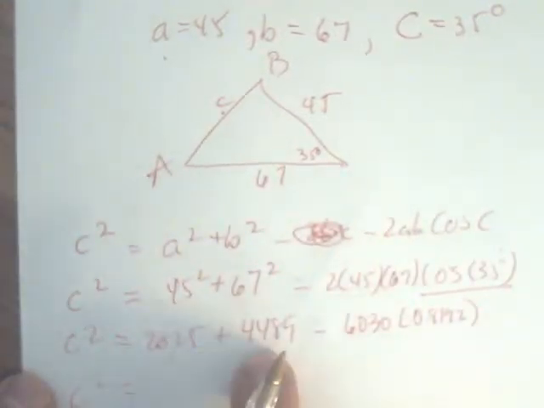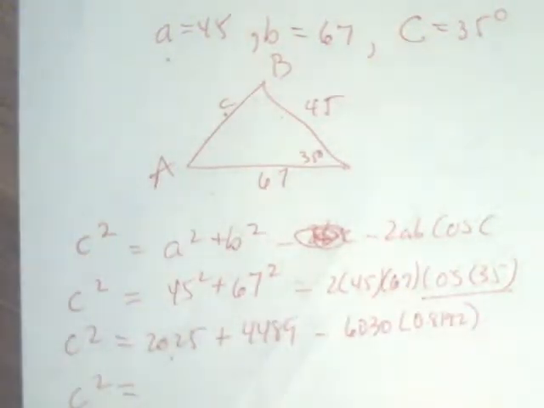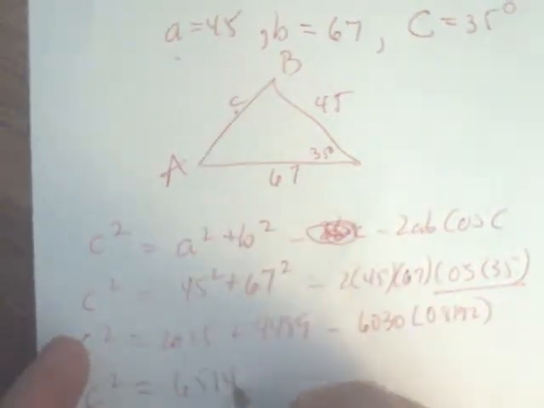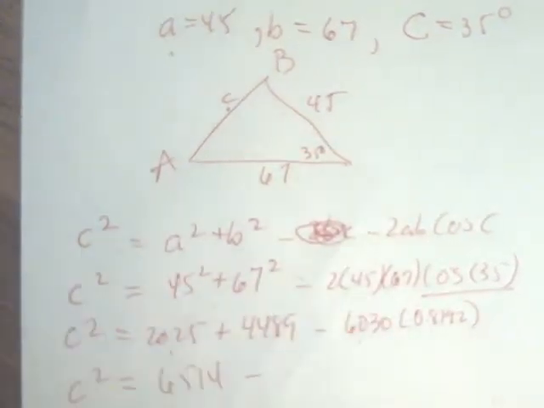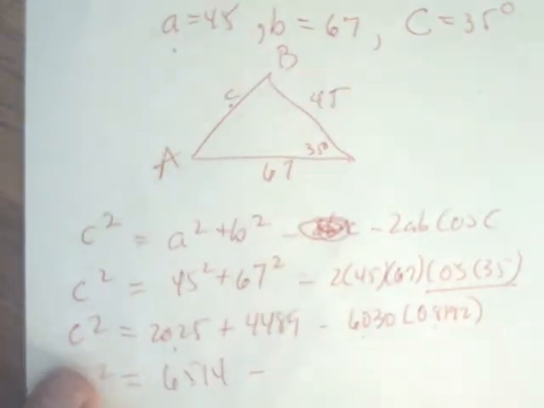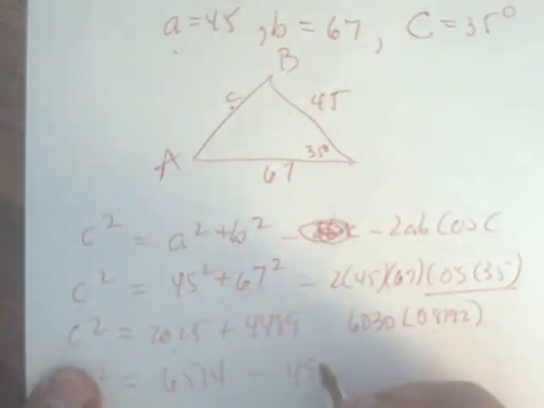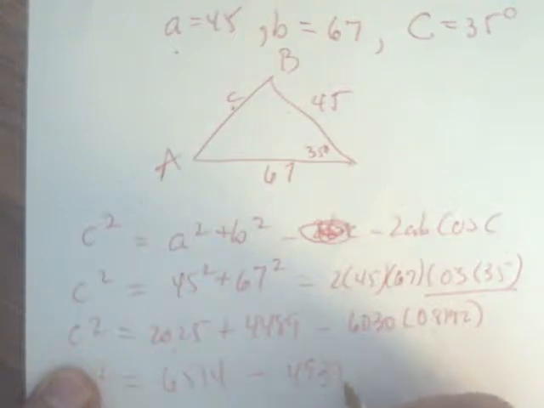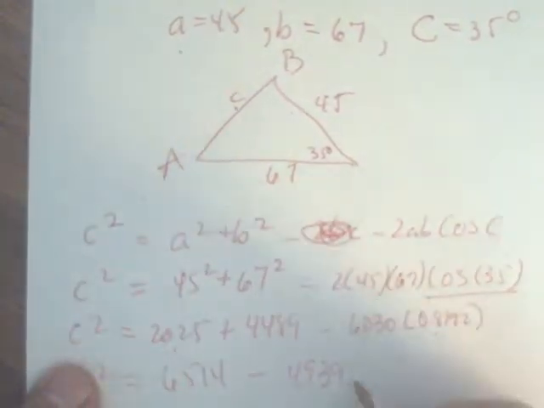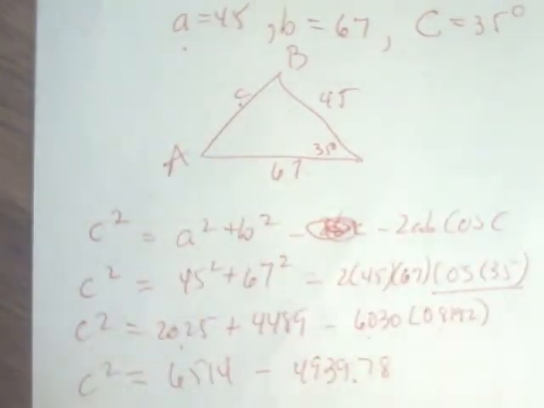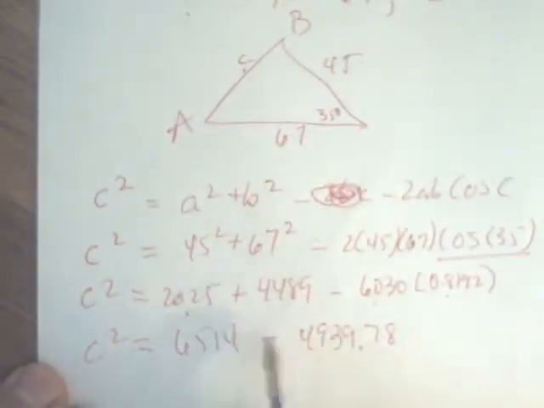So see, I can add these two together. 2025 plus 4489 gives me 6514. And then minus, I'm going to multiply those two together, and I get roughly 4,940. I'm going to go ahead and just keep it because of my math lab. You may need to round here, okay?